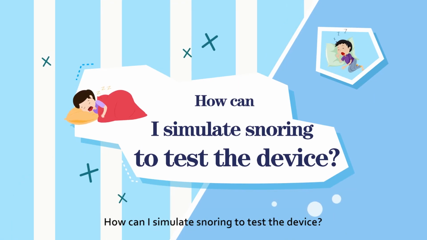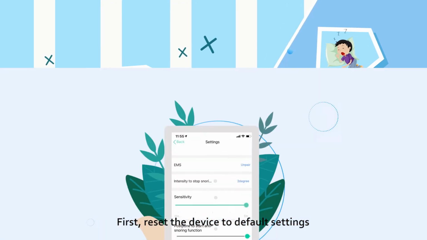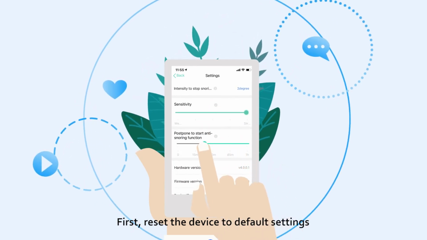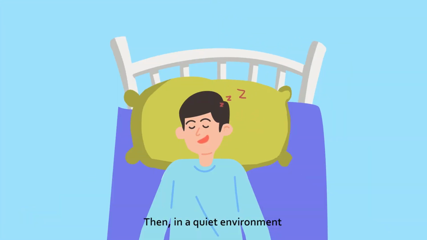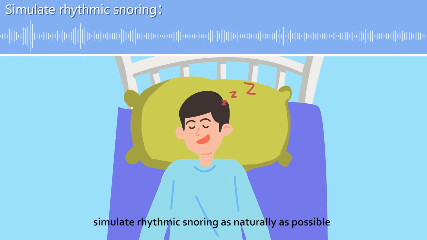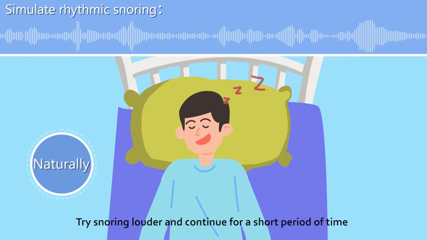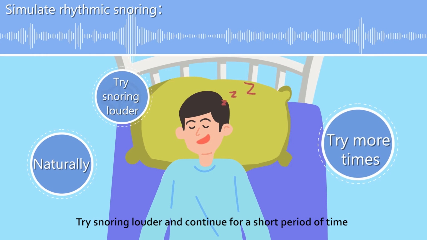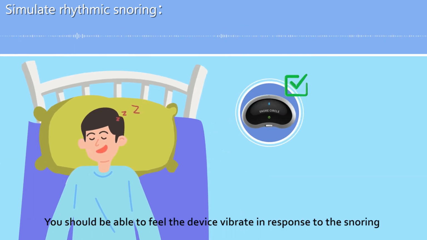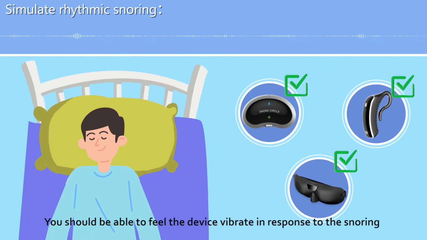How can I simulate snoring to test the device? First, reset the device to default settings. Then, in a quiet environment, simulate rhythmic snoring as naturally as possible. Try snoring louder and continue for a short period of time. You should be able to feel the device vibrate in response to the snoring.